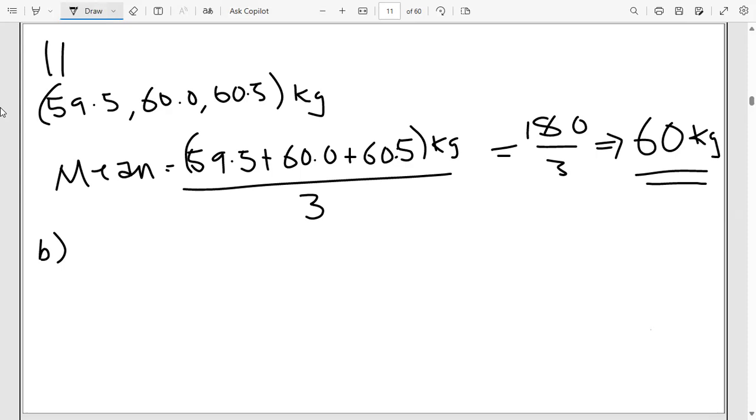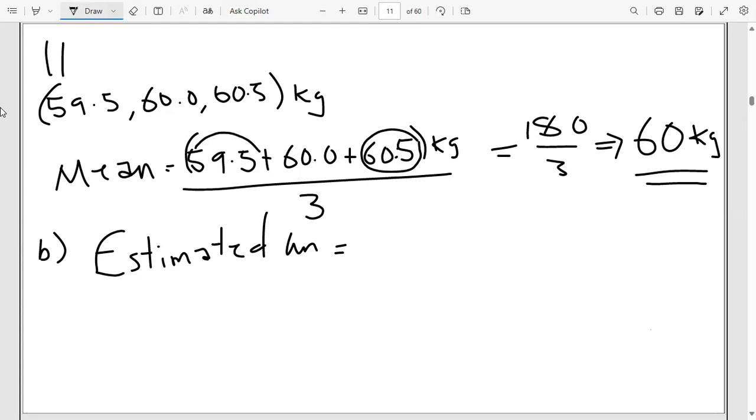We're going to say estimated uncertainty would be equal to the difference, or the range. What is the range? The range is the difference between the maximum number, which is 60.5, and the minimum number, which is 59.5, divided by 2. So I'm going to say 60.5 minus 59.5 divided by 2, like that.